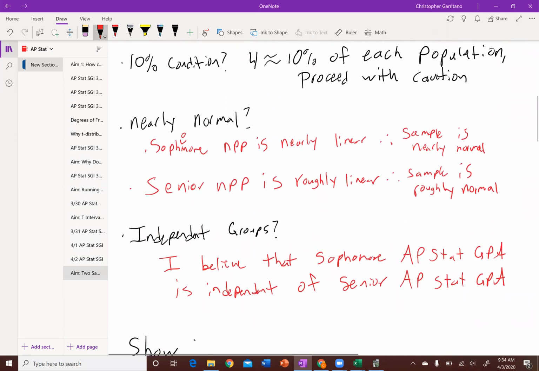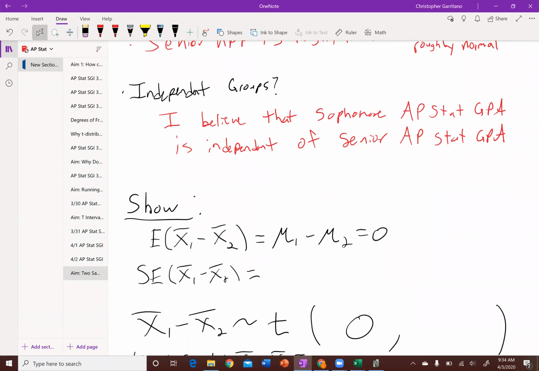So I'm going to use those sample standard deviations to help me calculate the overall standard error of the distribution of x bar 1 minus x bar 2, right? Because in general, this standard error should equal sigma 1 squared over n1 plus sigma 2 squared over n2, and then take the square root of that sum. I'm taking the square root of the sum of the variances. That's how we get the standard error of a combined distribution.